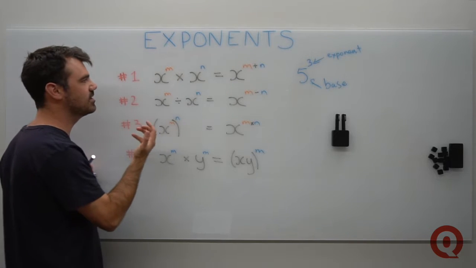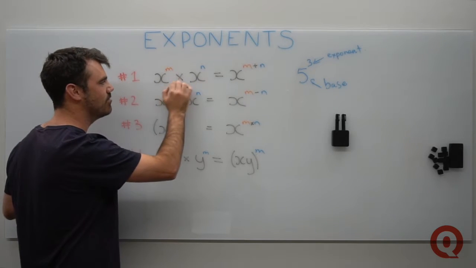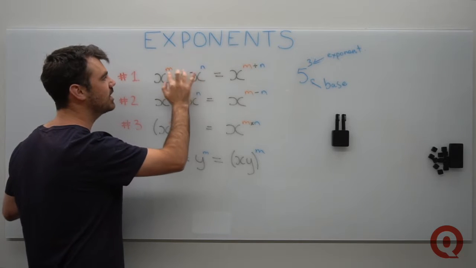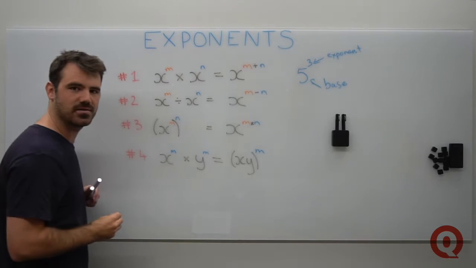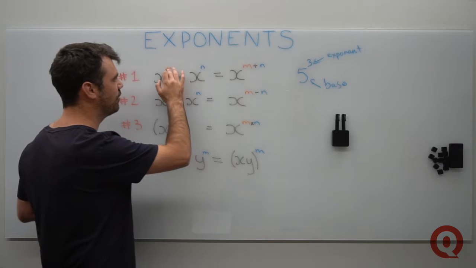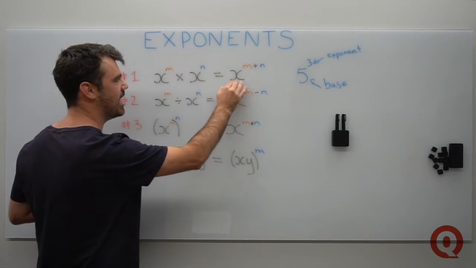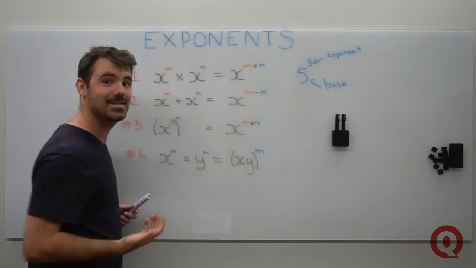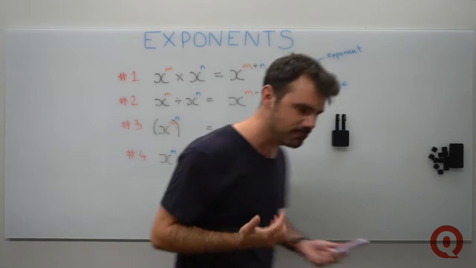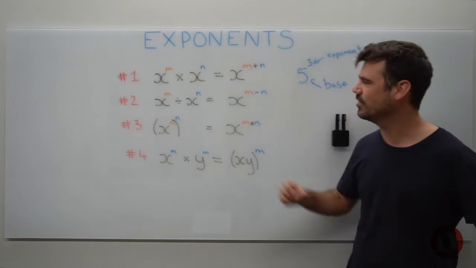But the rule stays the same: if my base is the same and I multiply, it means that I need to add my exponents. So for instance, if it was x to the power of 4 times x to the power of 2, the bases are the same, so I'd say x to the power of 4 plus 2, which is 6, so it would be x to the power of 6. You're starting to remember now, aren't you?